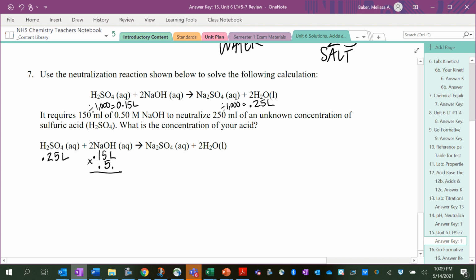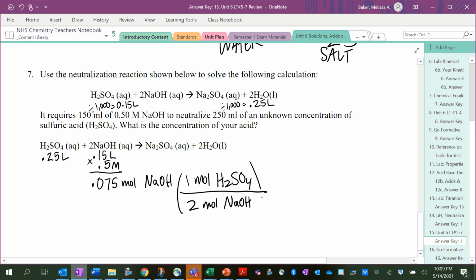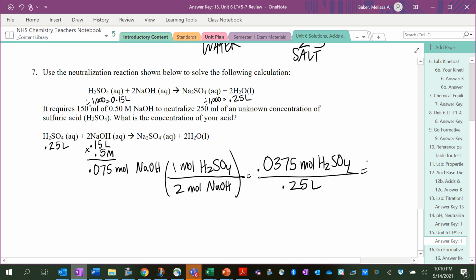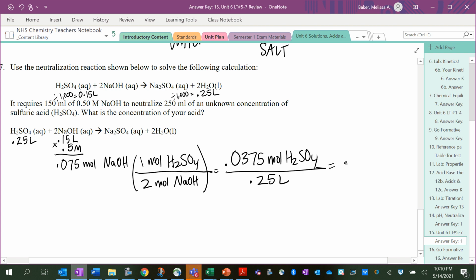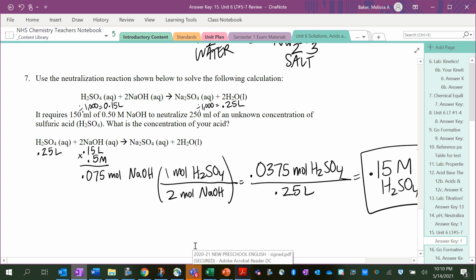So first step, multiply liters by molarity to figure out how many moles I needed to add of the base. 0.15 times 0.5. We needed to add 0.075 moles of NaOH. Now, for every 2 moles of NaOH, this is from the balanced equation, you only need 1 mole of H2SO4 to neutralize. So 0.075 divided by 2, 0.0375 moles of H2SO4 were neutralized, divided by how much there was in volume, divided by 0.25. So the concentration would be 0.15 molar H2SO4. Boom. And that is it. That's what you need to know for these 3 learning targets.